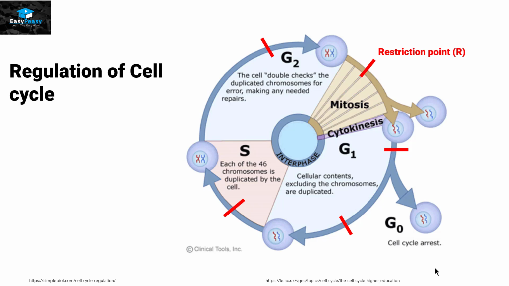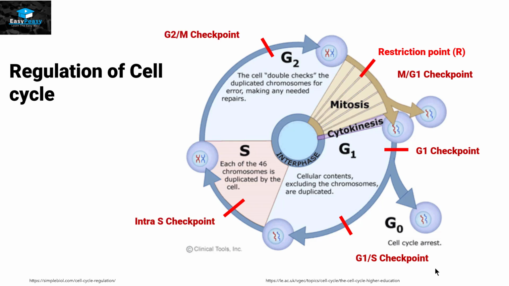The checkpoints that are usually present on the cell cycle are the M/G1 checkpoint, G1 checkpoint, G1/S checkpoint, intra-S checkpoint, and G2/M checkpoint. There might be more checkpoints on the cell cycle, but these are the most common or most prominent checkpoints that have been discovered by scientists.